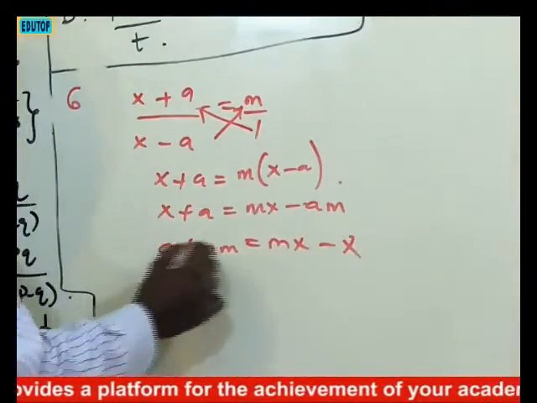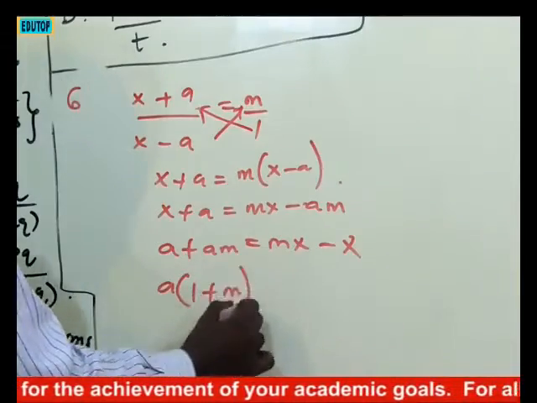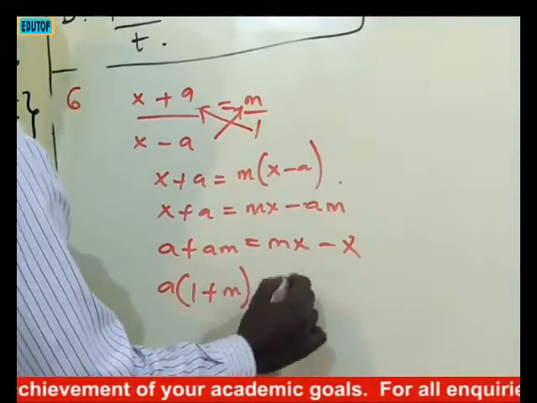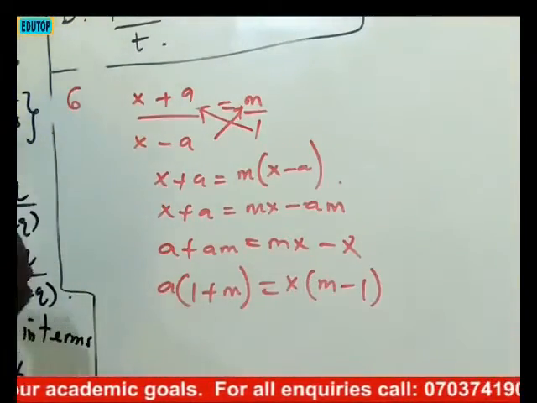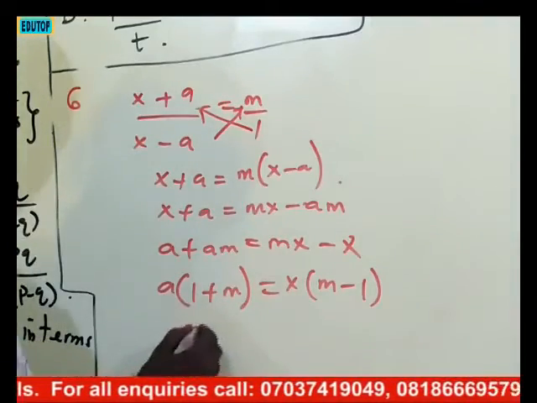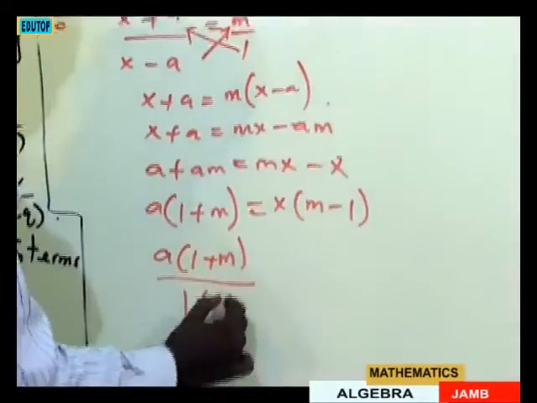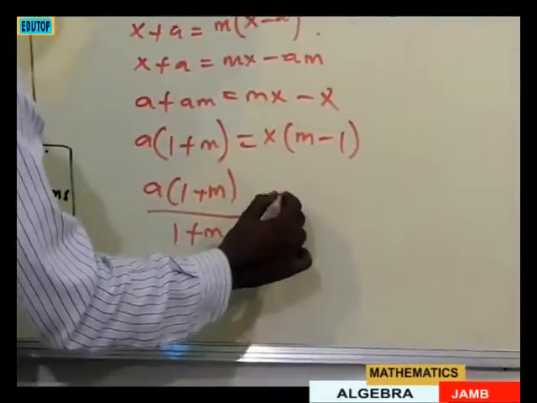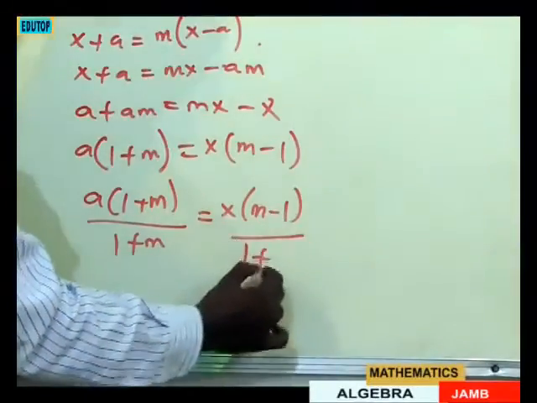So what is common here? A is common: 1 plus m. Then what is common here? X is common: m minus 1. So since I'm looking for A, I will divide both sides by 1 plus m. So A into 1 plus m divided by 1 plus m, also x into m minus 1 divided by 1 plus m.